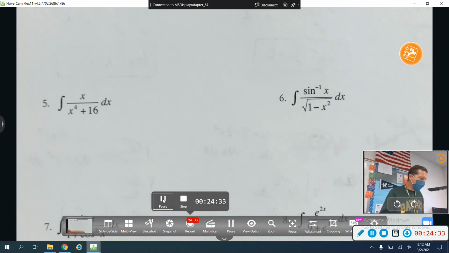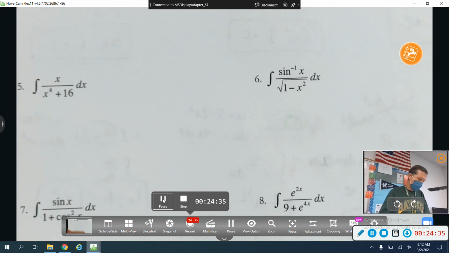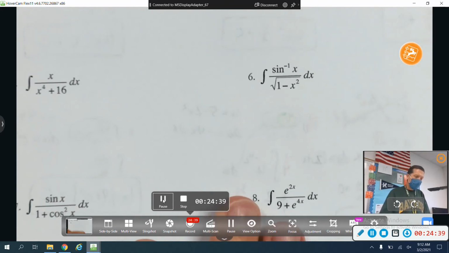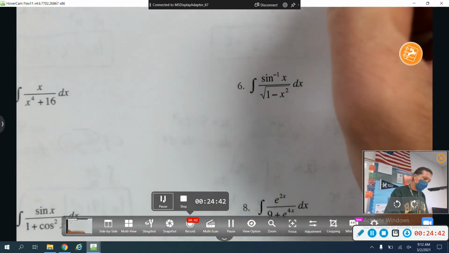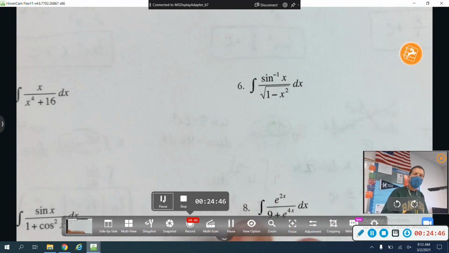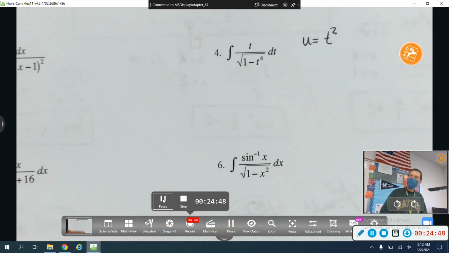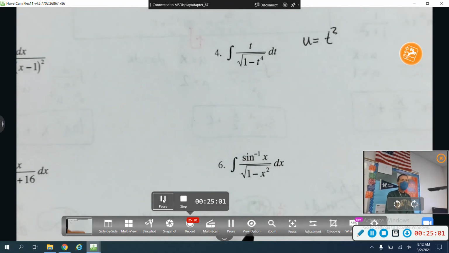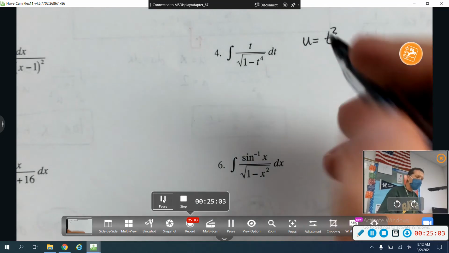All right, on the back, some of these are a little trickier. So let me give you some hints on these. For number 4, if you let u be t squared, why would I let u be t squared? Because that doesn't seem like it would show up. The derivative's on the top. It'll be there.